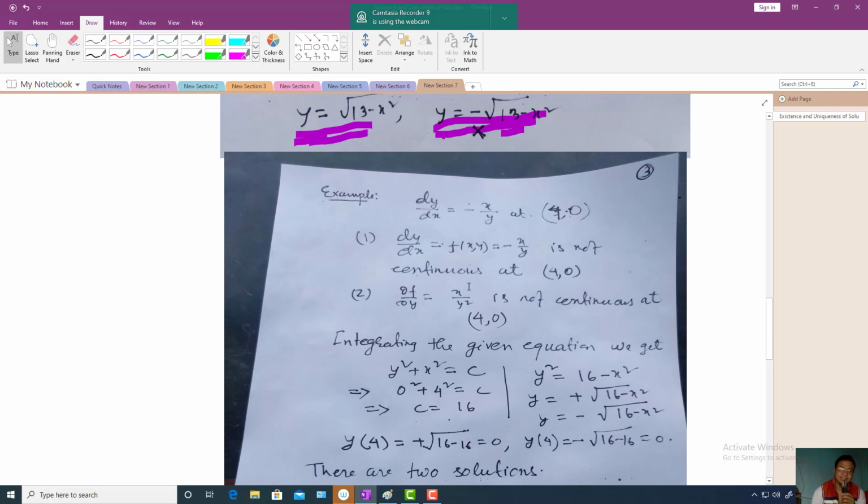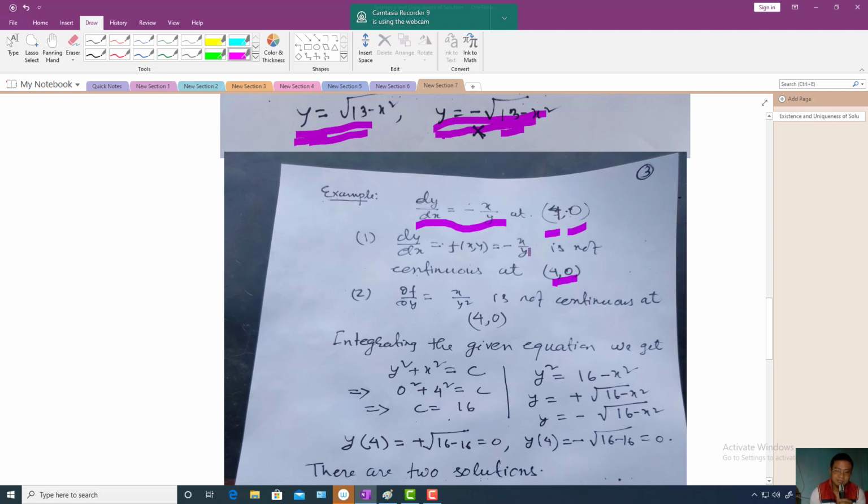Now let us see again, when y is equal to 0, what happens. When y is equal to 0, that means you take any point x with y equal to 0, for example x is equal to 4. The same differential equation, let us see. Here the function f(x, y) equal to minus x divided by y is not continuous at this point. When y is equal to 0, this is not continuous.